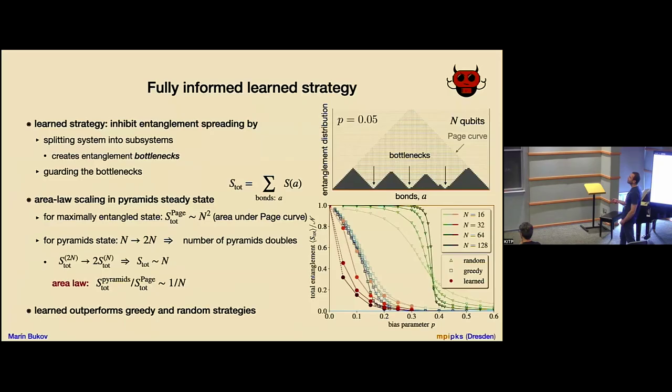Once again, this is the total entanglement as a function of the bias parameter P to play the game. And there's the critical point for the random agent, and there is another critical point for the greedy agent. What we see is that the reinforcement learning agent always outperforms all of the others, right? And not only that, but it looks like as you scale up the system size, the total entanglement actually goes down. So this is something that we're going to come to in a second.